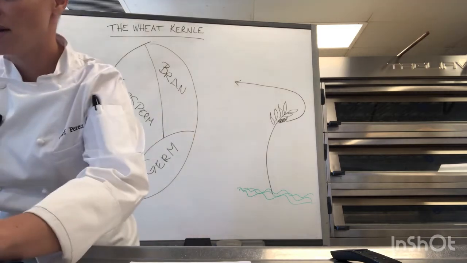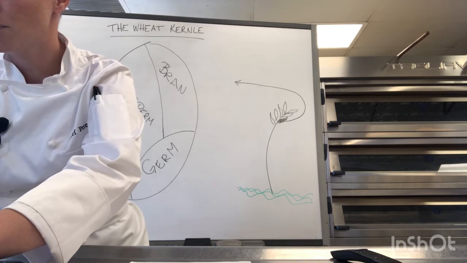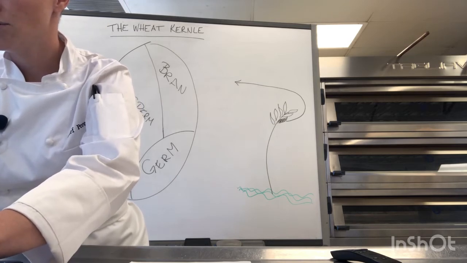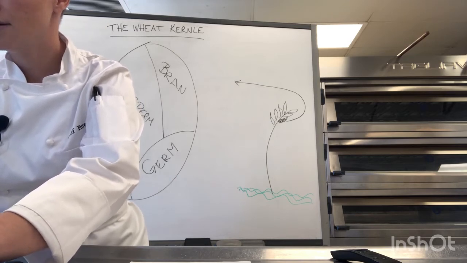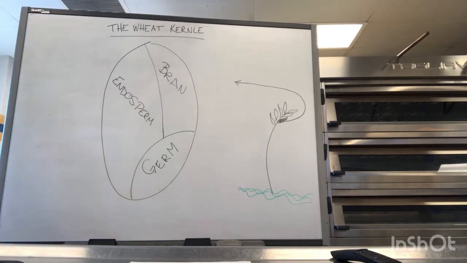Okay, so I'll type it into the chat. So you have your endosperm, germ, and bran. I said before you guys came, I was trained by European chefs, so a lot of things that I spell are the European way. I think the American way is different. Okay, good. Okay, got it.